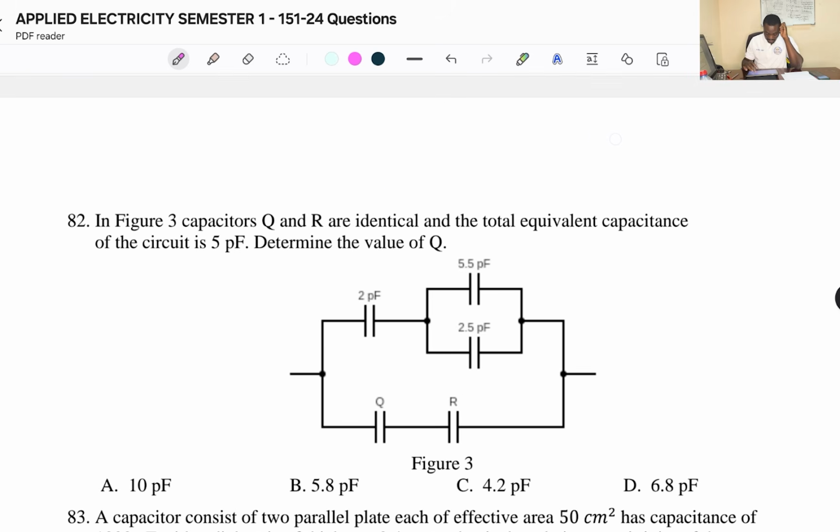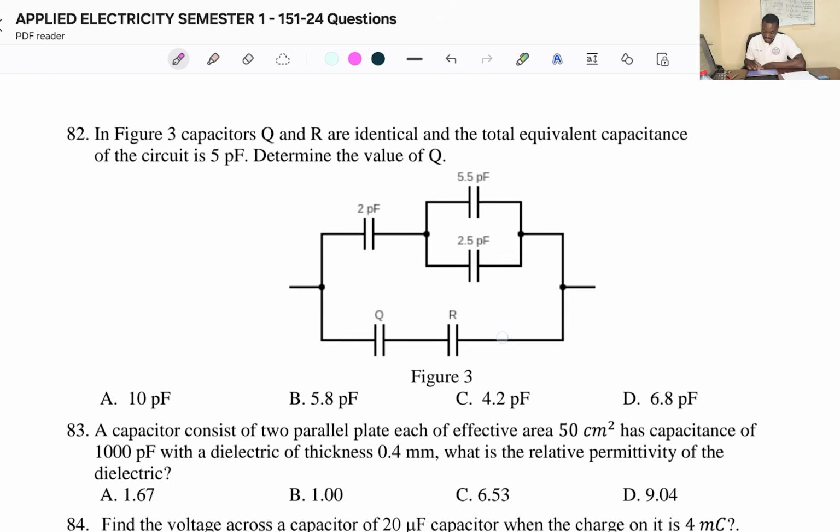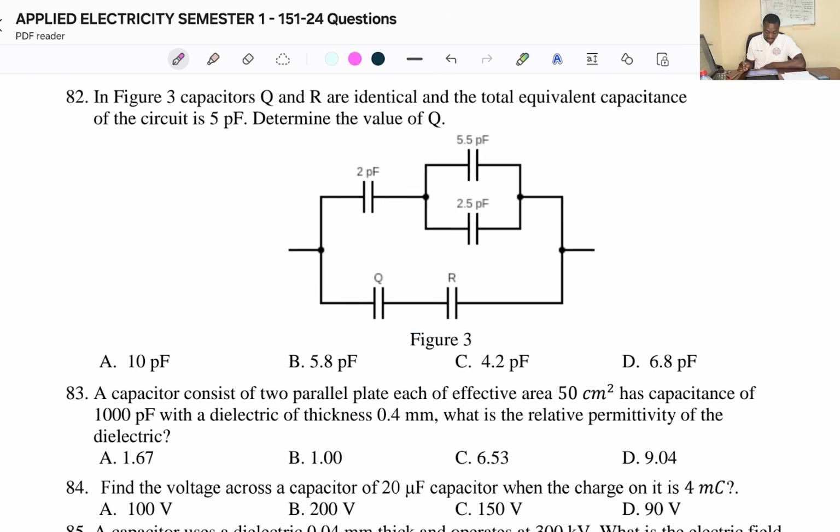Question 82. In figure 3, capacitors Q and R are identical, and the total equivalent capacitance of the circuit is 5 picofarad. Determine the value of Q. So here, we will be calculating the equivalent capacitance, and the last equivalent capacitance that we get represents the overall equivalent capacitance, which will equal the 5 picofarad here. So let's start with it.